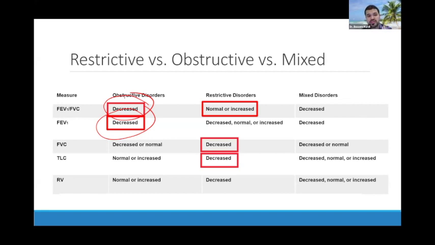Now for restrictive disorders, the ratio is usually normal or even increased. That's the main differentiation point. But the FVC is gonna be consistently decreased because you don't have a lot to give. And if you do lung volumes, the TLC will be decreased. In mixed disorders, essentially everything is decreased. But you cannot confirm restriction on spirometry. You need to do lung volumes through the body box, the plethysmography, or other ways in order to confirm restriction. What you see on spirometry is just a possibility.